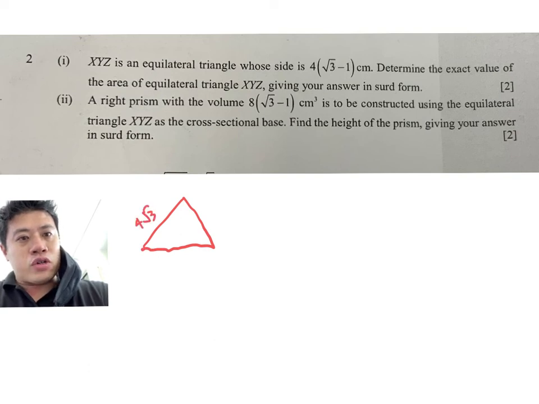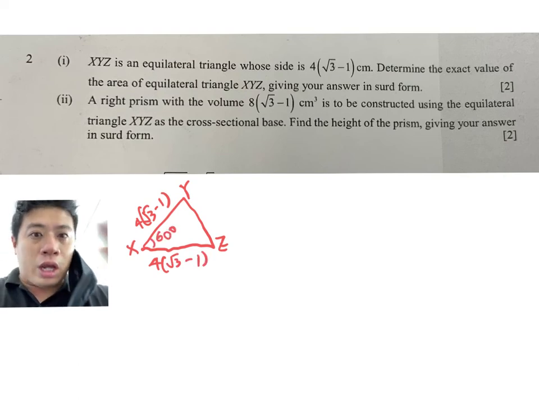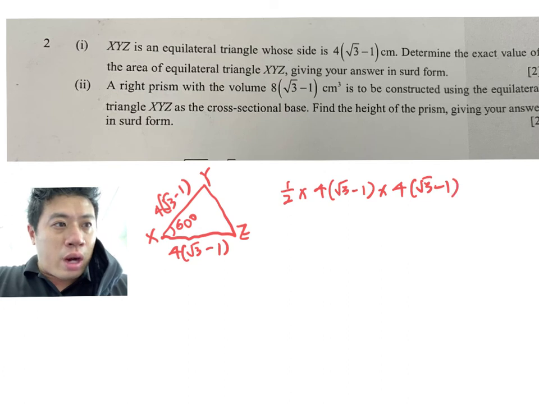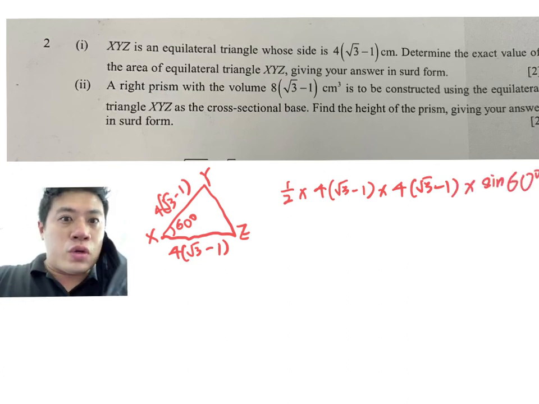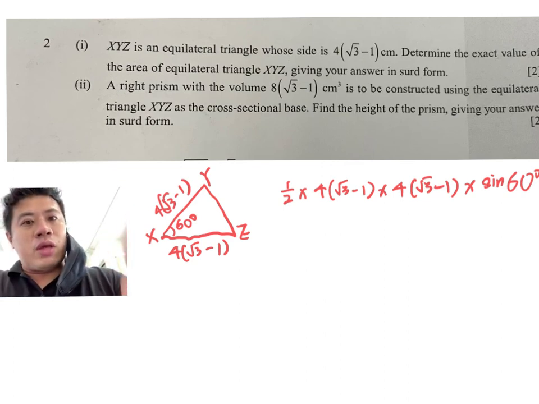But if the equilateral triangle XYZ has sides of 4 square root 3 minus 1, and this is 4 square root 3 minus 1, equilateral triangle, interior angle 60 degrees. The area of the triangle can be seen as half times 4 square root 3 minus 1 multiplied by 4 square root 3 minus 1 multiplied by sine 60 degrees. So this formula, if you are going to use it, is fine.